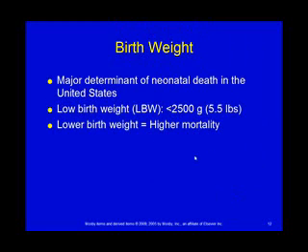So why do we lose these babies? The biggest cause is low birth weight. The lower the birth weight, the higher the chance of mortality. A child less than 2,500 grams, 2.5 kilograms, which is 5.5 pounds, that's where we really see high mortality rates. And those of you who have been in NICU, you've seen kids with considerably lower birth weights than that.